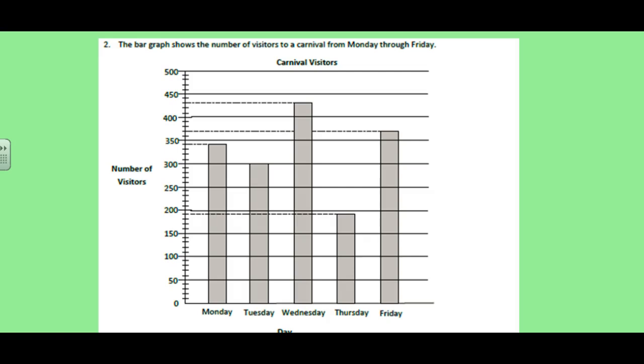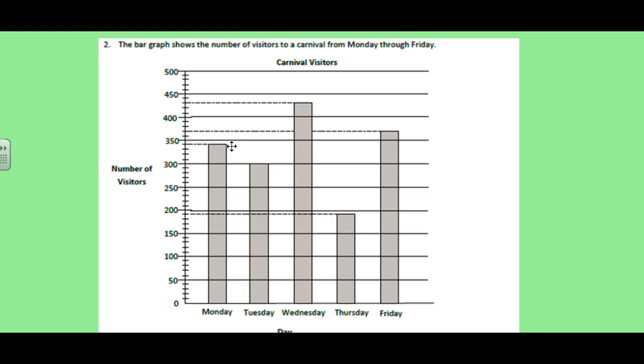Okay, so this time the bar graph has been done for you. Then we've got some questions to answer based on this bar graph. So this bar graph is showing the number of visitors there were at a carnival on Monday through Friday. And when you're looking at the scale, because the scale is always a really good thing to look at first, you see that they're counting by 50s.